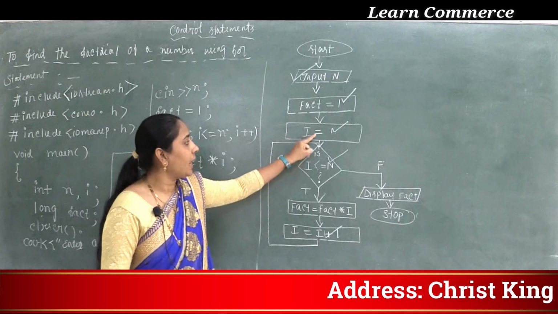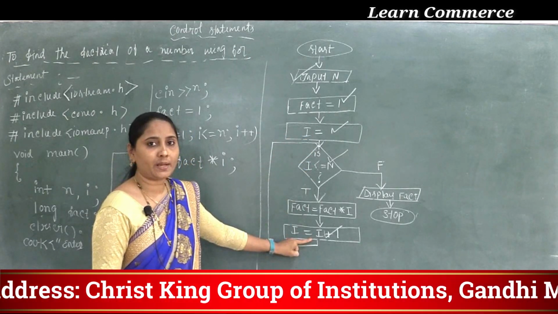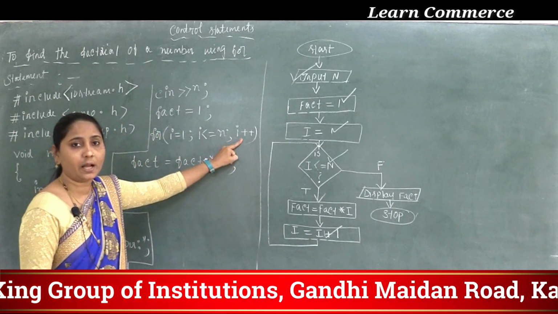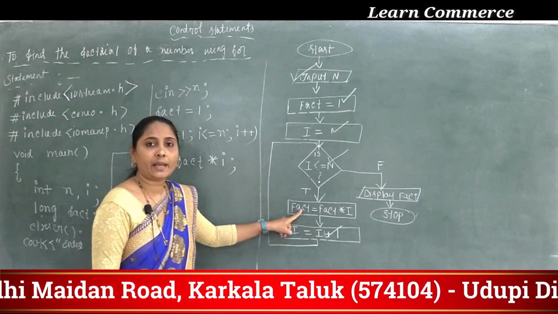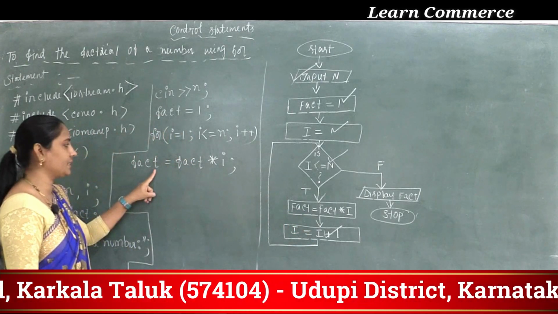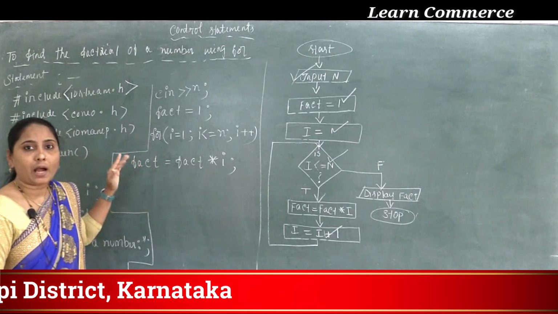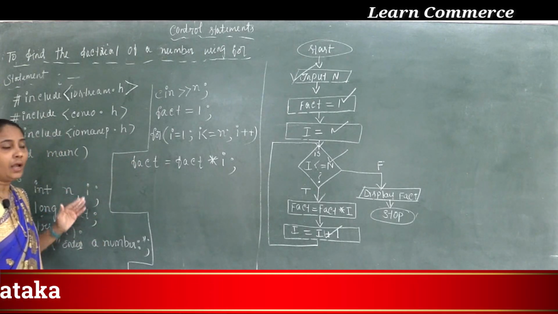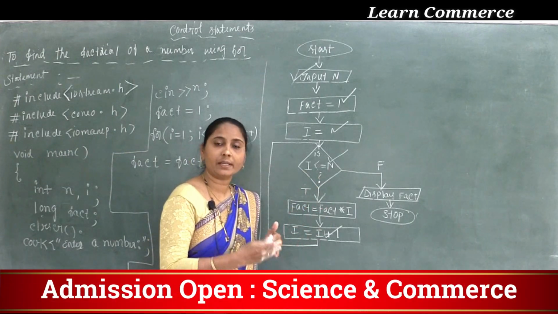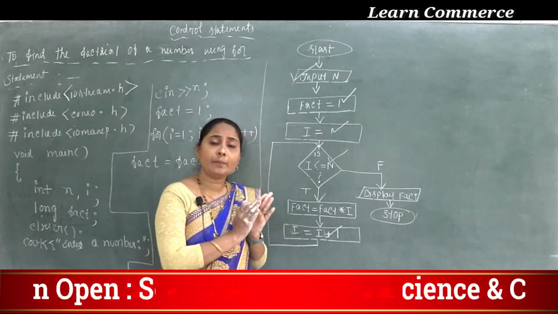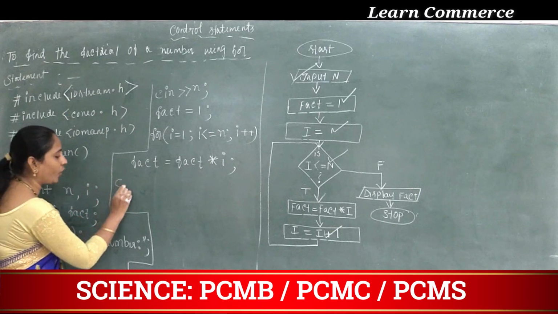We already used i = 1, i <= n, i = i + 1, that is only i++ here. After checking the condition, if it is true, then the calculation is going to occur. The calculation is fact = fact * i here. So clear this point: till the condition is satisfied, it is going to make the calculation. But if the condition is false, then it is going to display the value of the fact here.